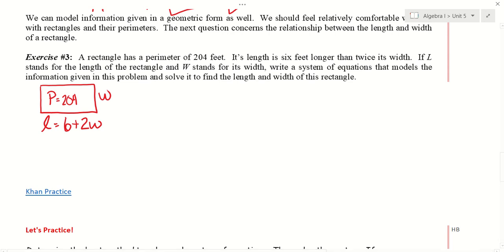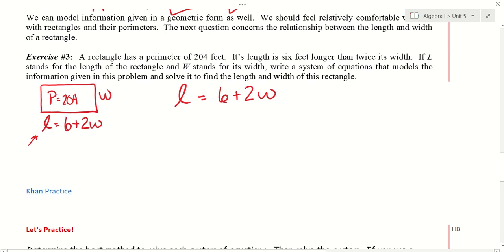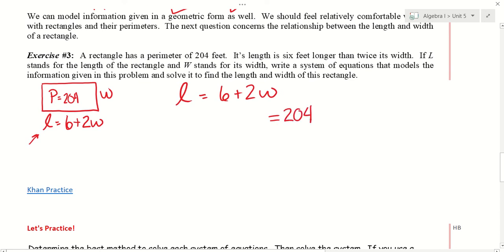So what would be the 2 equations I could use? Well, I see one already, right here. L equals 6 plus 2W. First one done. What I'm missing is perimeter. The perimeter equals 204. What is the equation for a perimeter of a rectangle? If you're adding up all around the outside, how many lengths are you adding up? 2. How many widths are you adding up? 2. So there is the formula for a perimeter equation for a rectangle.